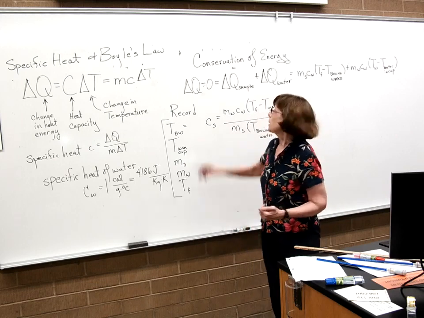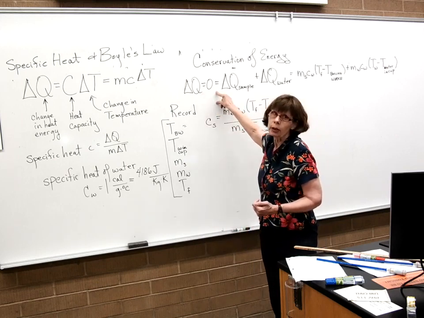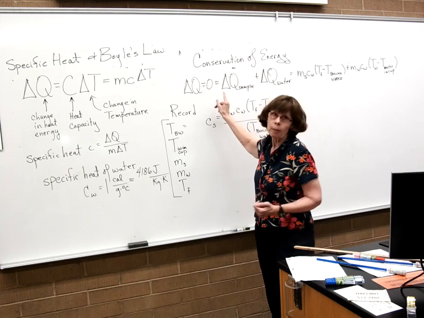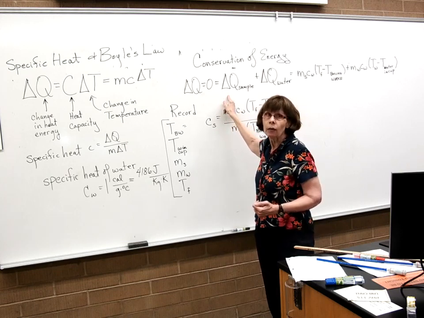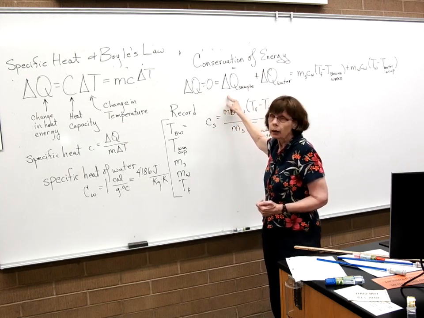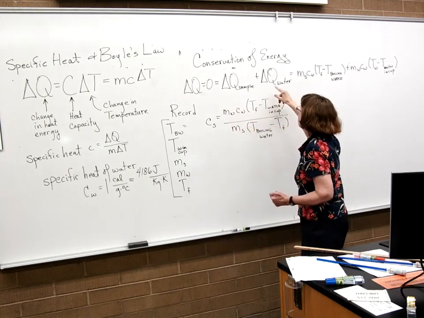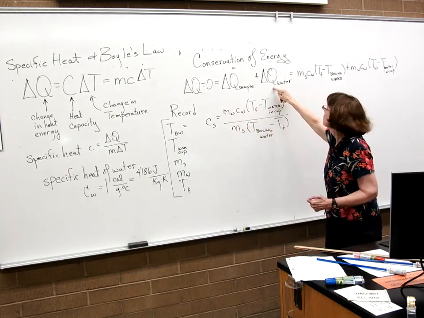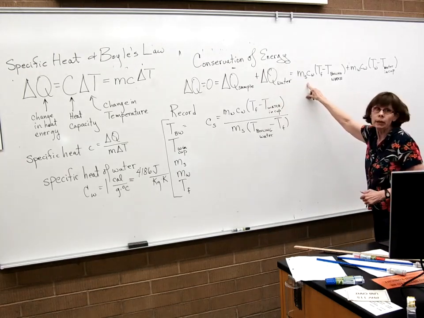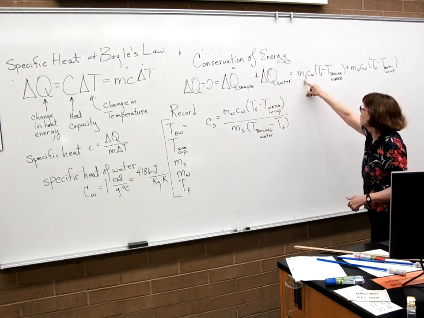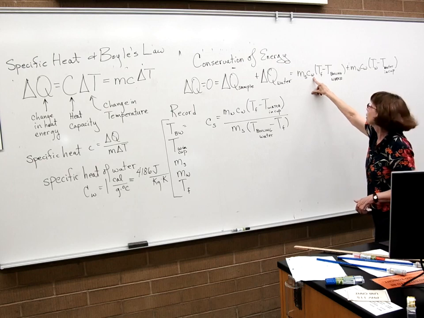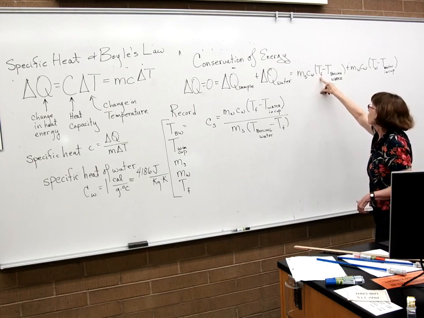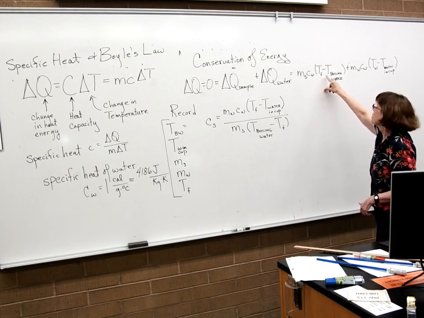So in this case, the change in heat energy is going to be equal to 0. The sample is going to come out of the boiling water, and it's going into the water in the cup. So the formula would be this big long thing. It's the mass of the sample, the specific heat of the sample, times the quantity, the final temperature of the system, minus the temperature of the boiling water. That's a loss.